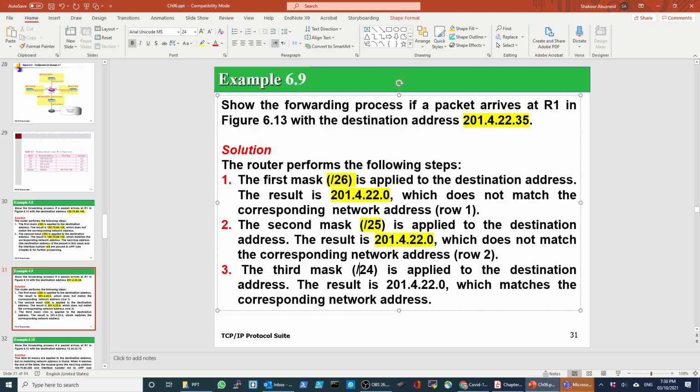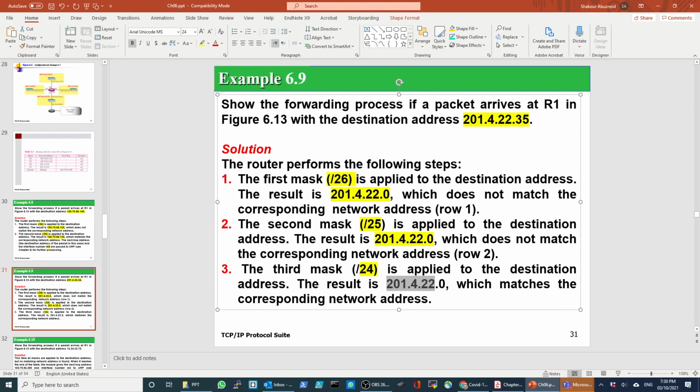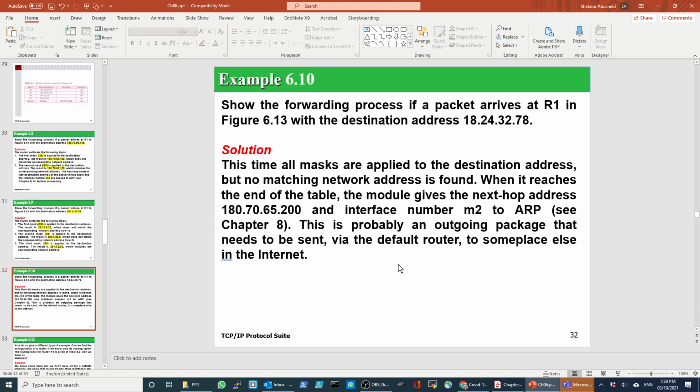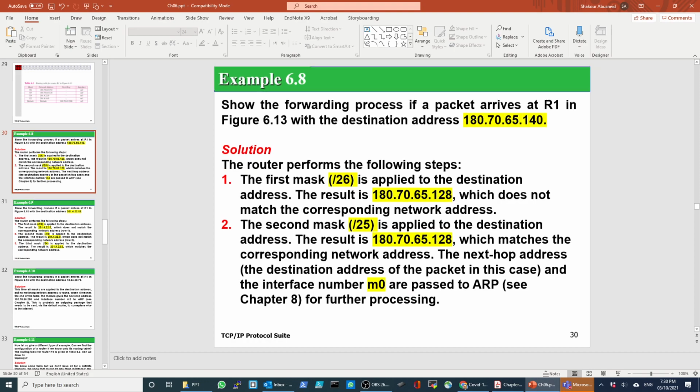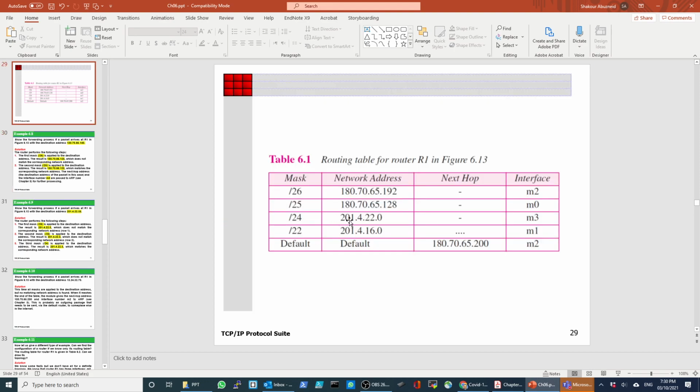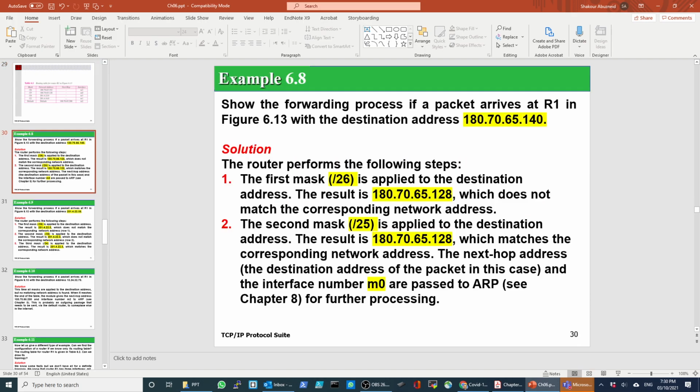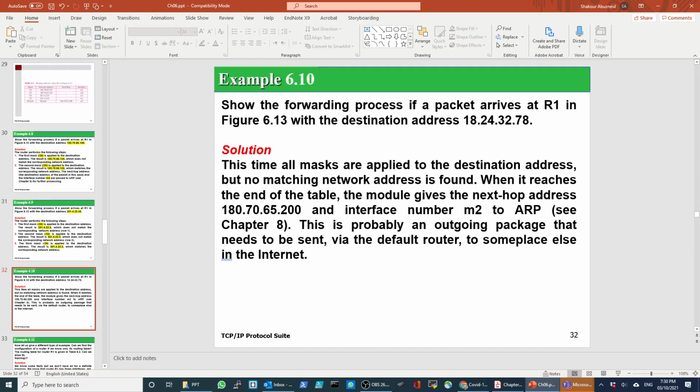And then you tried it with a 24. Okay, and it gave you this, which matches with the 24. Sorry, let me highlight it first in here. And a 24, let me go back. And when you did it with 24, it gave you 201.422, then you forward it to interface 3. All right, so it's like a sequential process. There's no big intellect there, just you have to know the sequence.